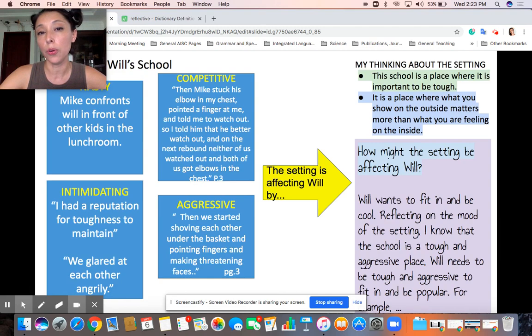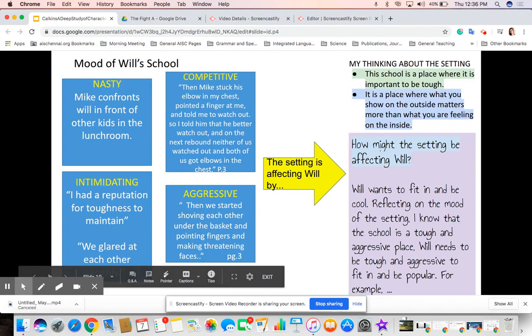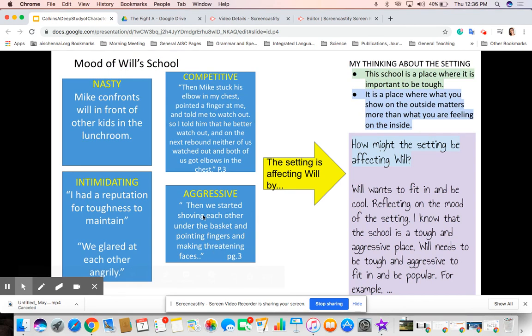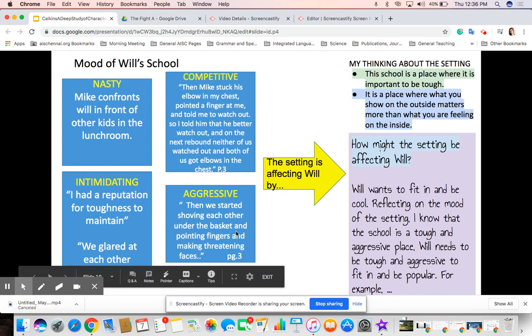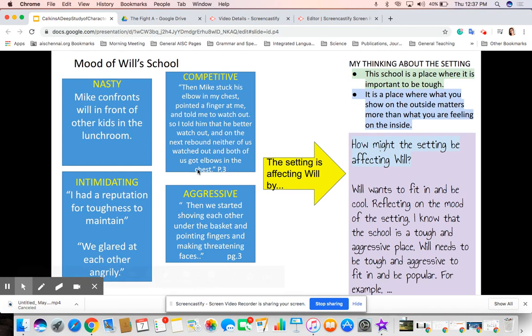For example, Will's gym class or PE class was really aggressive. Here's my evidence from page 3. "Then we started shoving each other under the basket and pointing fingers and making threatening faces." Well, this shows that the setting is quite aggressive. And it makes me think, if the gym class were not so aggressive, would Will be acting and saying things that are so aggressive?